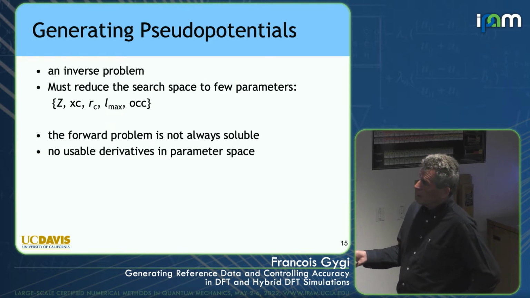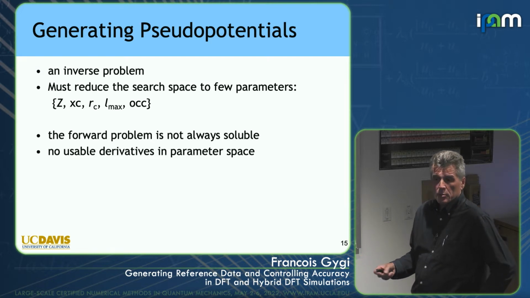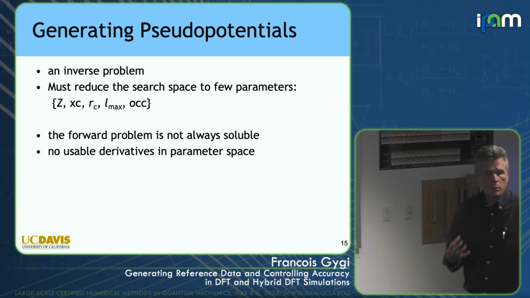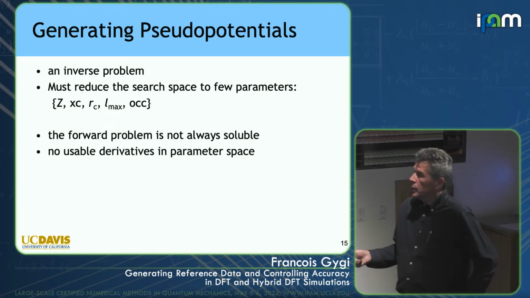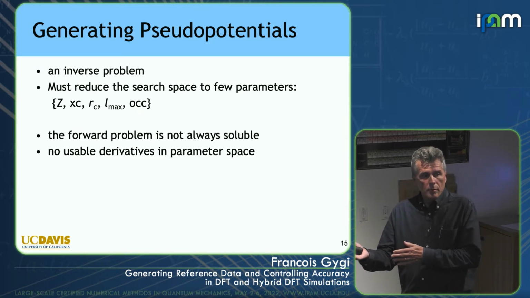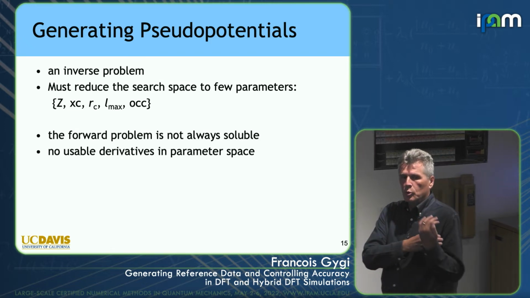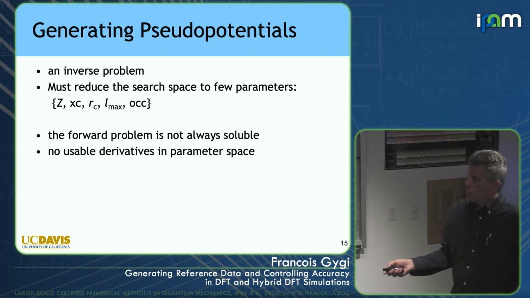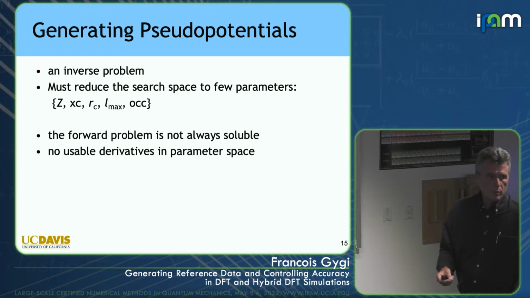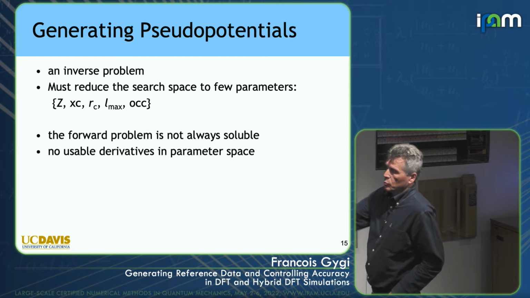Now, keep in mind that it's not possible to generate a potential for any choice of these numbers. Sometimes the procedure just doesn't converge. It doesn't generate a potential. And the other thing that we have to keep in mind is the generation of the pseudopotential is a highly nonlinear problem. And you would think, well, if I want to try to optimize it, I could try to compute my derivatives with respect to these parameters, but in practice, it's really not usable. You can't really rely numerically on derivatives with respect to these numbers.